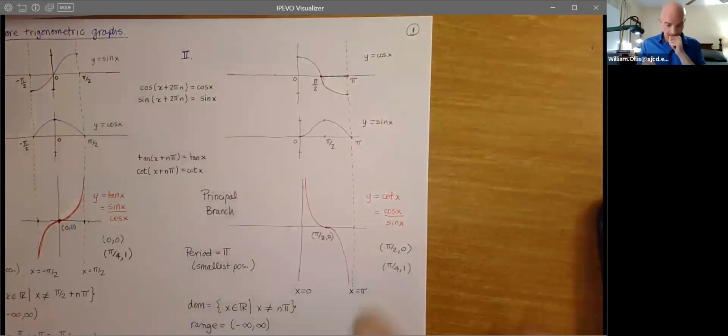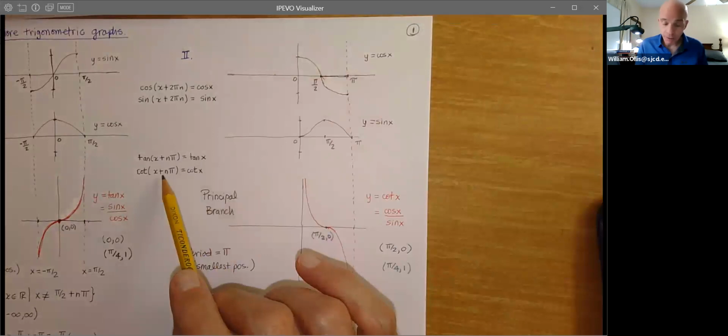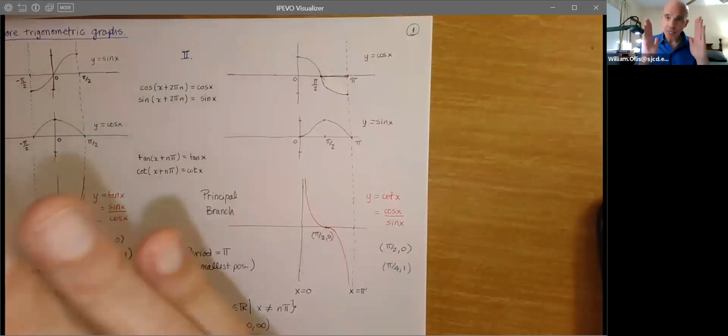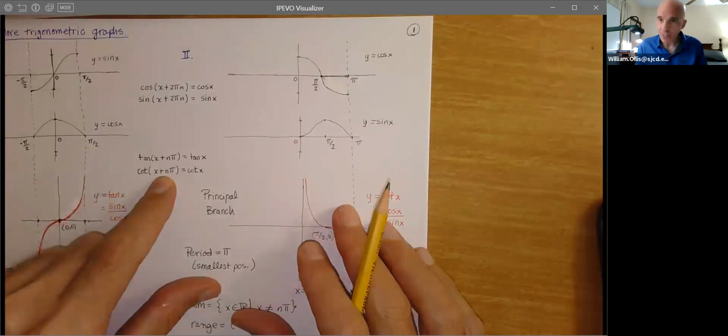So again, we get the improvement of the period. We are able to decrease the standard period of 2 pi down to pi. And then we have this equation like I've written here.